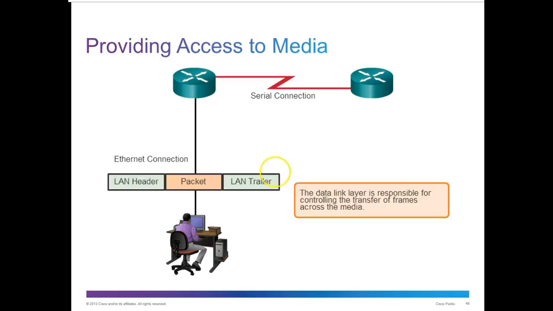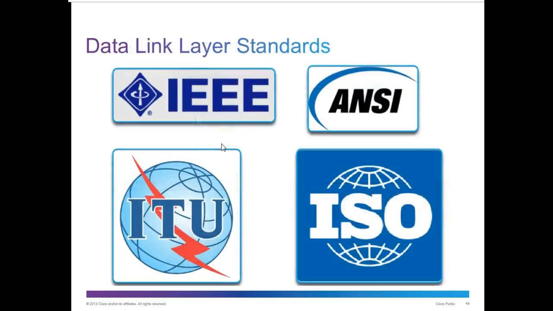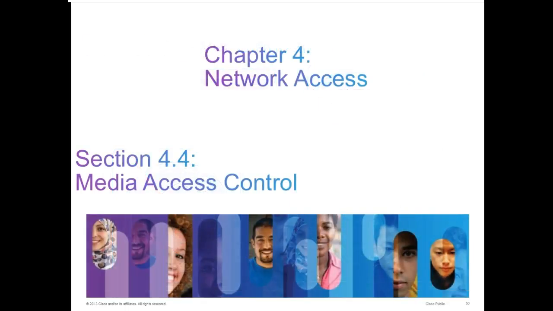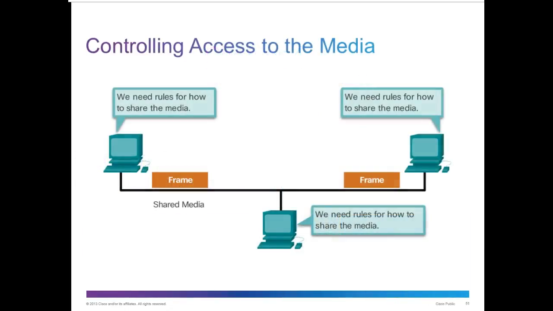So the data link layer brings frames across the web and into the computer for use. And again, different standards, IEEE standards, ISO, ITU, and ANSI, those are all the working groups that put together these standards. So in this last section, talking about media access control, we have to know the rules. We talked earlier about communication rules in the first chapter. Now we need to know how to share media.